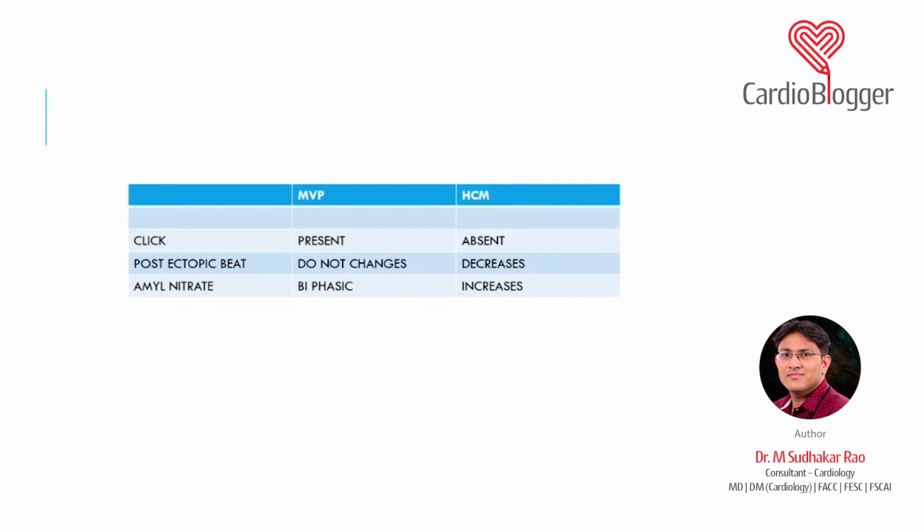However, for practical reasons, you should always remember that all the things which increase HCM increase the mitral valve prolapse murmur also.